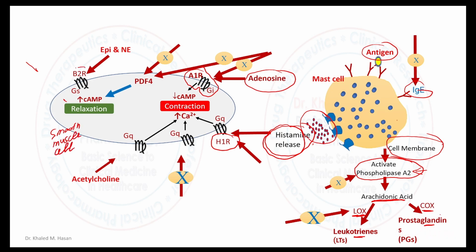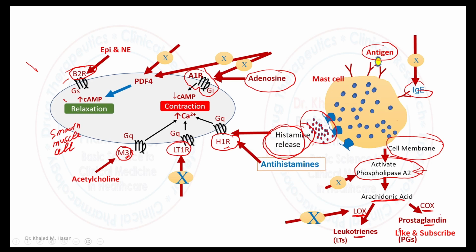We have another receptor called the beta adrenergic receptor here. And we have the muscarinic receptor. So this is our target. We have histamine, we have muscarinic, we have beta receptor. What else? We have leukotriene receptor.